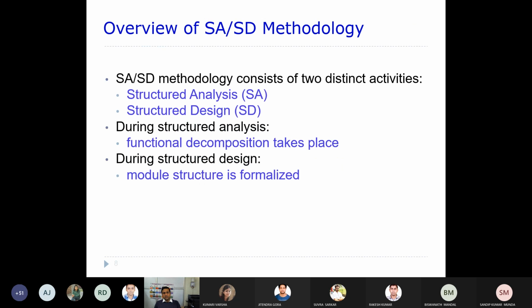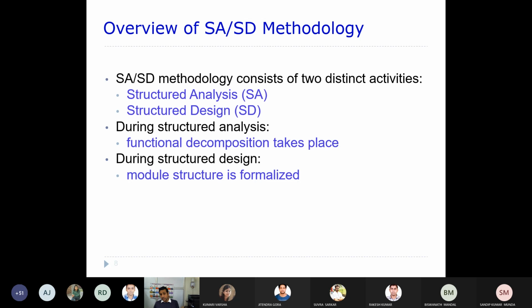As part of the software analysis and design methodology, we see two important activities. The first one is structured analysis and the second is structured design. The main objective of structured analysis is to decompose the high level functions into further sub functions, that is, to decompose all these larger functions into small units of functions. That is what we do as part of structured analysis.